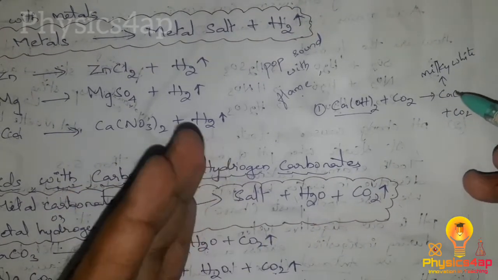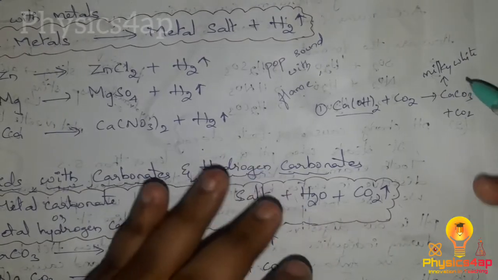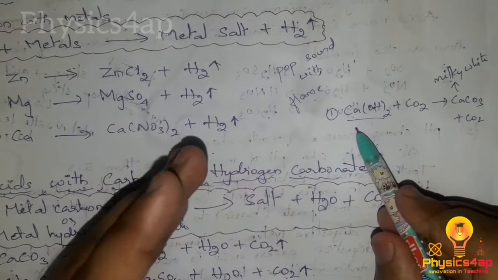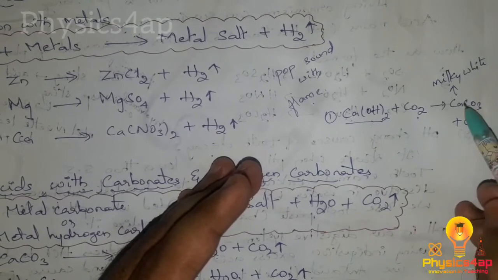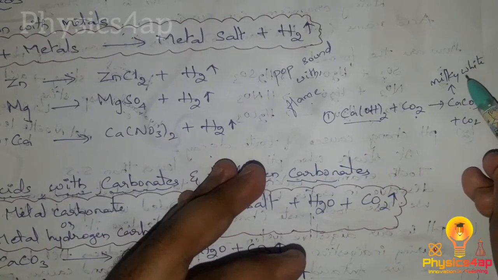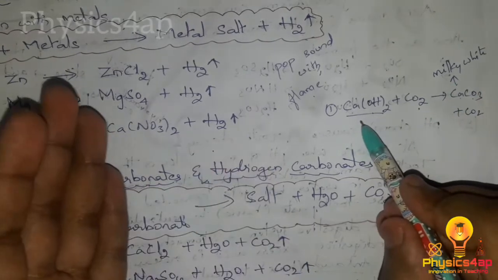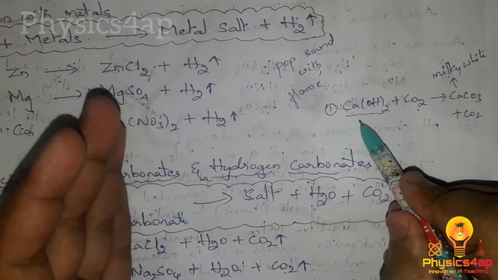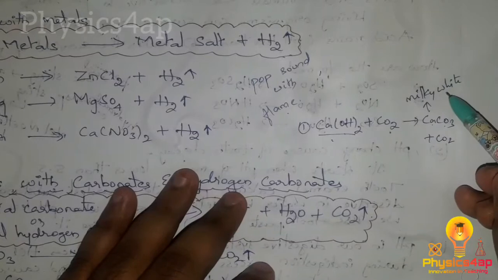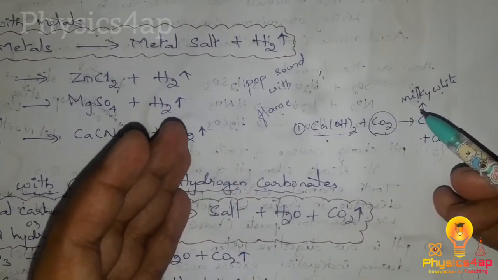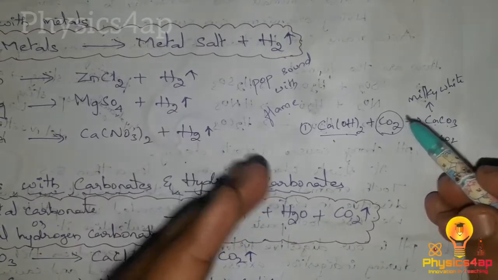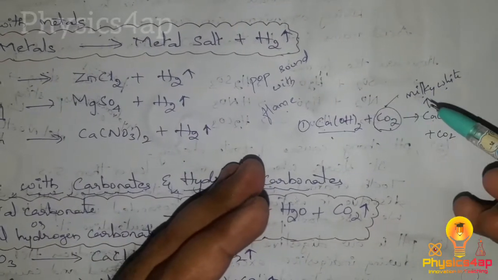So it converts into calcium carbonate. As slaked lime, that is calcium hydroxide, reacts with carbon dioxide, we get calcium carbonate, which is milky white. So the solution which was a colorless liquid has been converted into a milky white due to the passage of the carbon dioxide gas. By this we can say that the gas released is carbon dioxide.